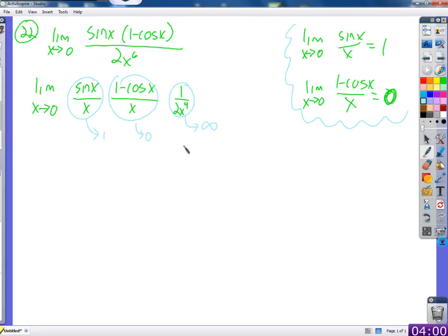Which definitely has to do with how fast something is changing. It's definitely the rate of change. That has to do with the slope, and with stuff we haven't quite gotten to yet. We're just doing limits so far. So we have zero, we have infinity.